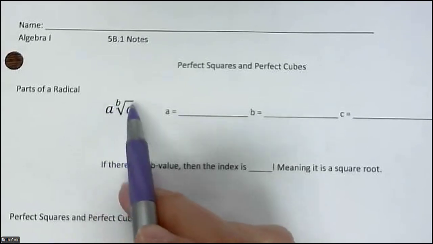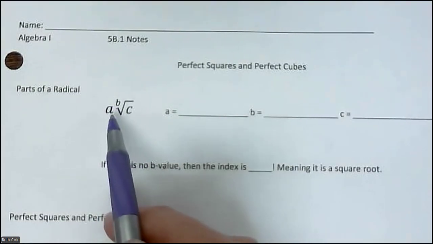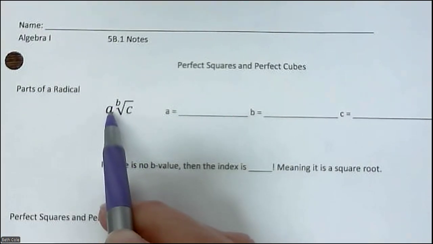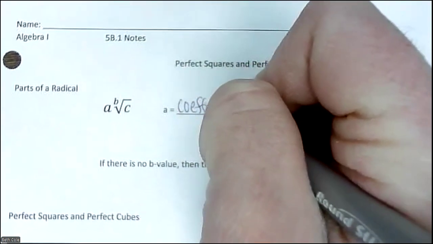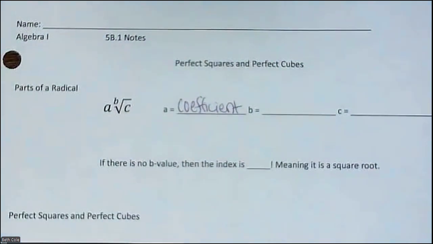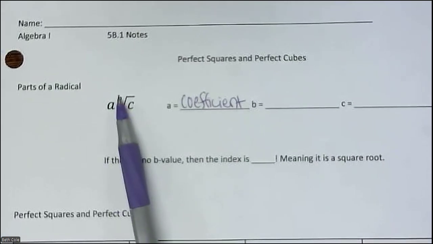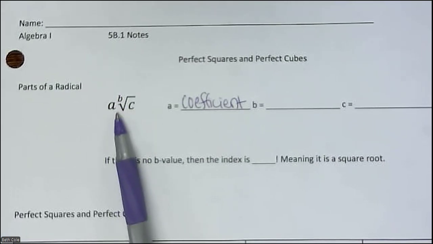So when it looks like this, we have this A, B, and C. If you have a number sitting out front, that is a coefficient. Same thing as before. If you see a 4x, 4 is called the coefficient. If you see a 10y, 10 is the coefficient. So the number that's in front of the radical, this is a radical or a root, is called the coefficient. That's not a new word to you. You guys know that one.